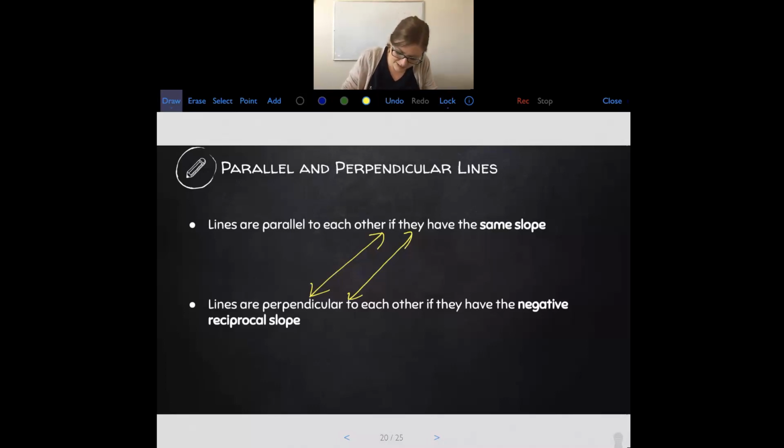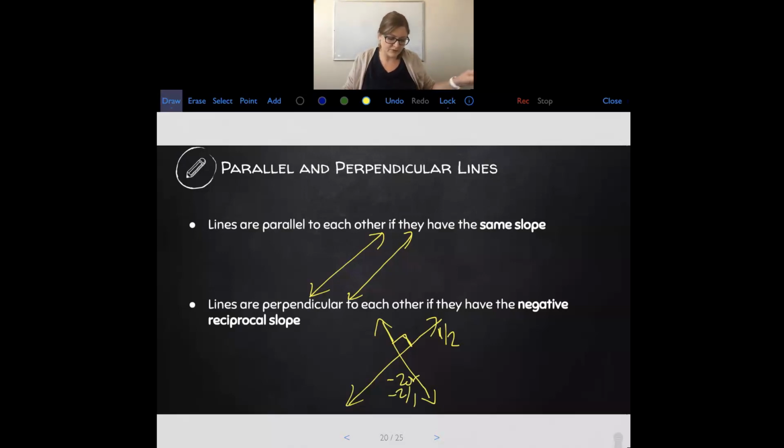Lines that are perpendicular to one another cross and form a right angle. Lines are perpendicular if they have negative reciprocal slopes. What I mean by that is, let's say one line has a slope of 1/2. The reciprocal is you interchange the numerator and denominator, and because it's negative, we make it negative. So this would be -2 or -2/1.